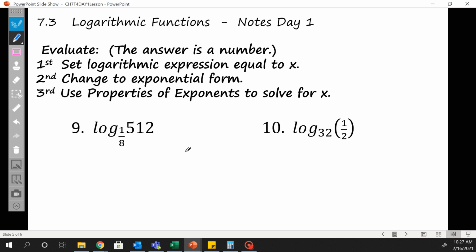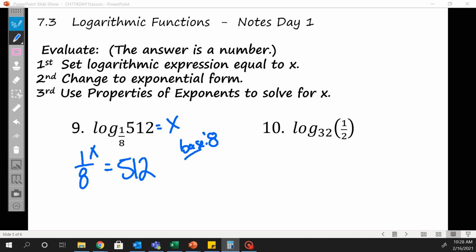Okay, number 9, log with a base of 1 over 8 of 512. Set this equal to x. Change it to exponent form, so the base of the logarithm is the base of the exponent, but these numbers should switch. So 1/8 to the x equals 512. I'm thinking a base of 8 will work for both of these. I know that it works for the left side. I've just got to check to make sure it works for the right side. So I need to see, can I get 512 by multiplying 8 together a couple of times? And yeah, I can do it by multiplying 8 together 3 times.